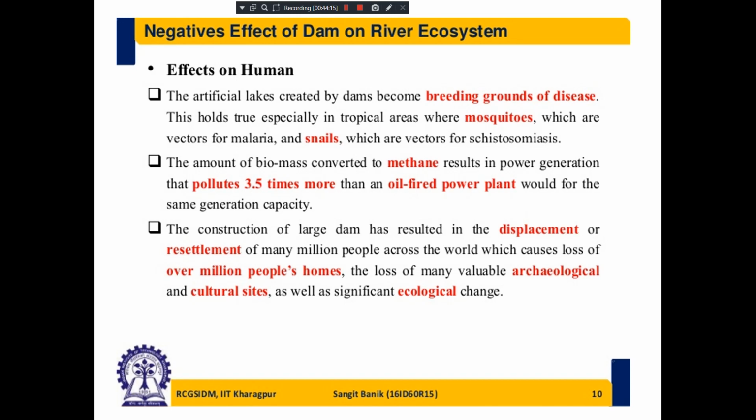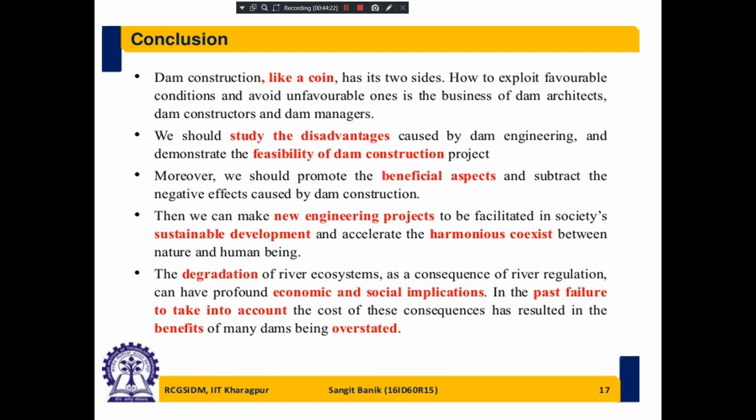Many times when we construct the dam, so many archaeological and cultural sites also get submerged. So these are the negative impacts of the dam. So ultimately, in summary, I may say that dam construction is like a coin which has two sides. One is the beneficial effect, and another one is the unfavorable. But as far as possible, while constructing the dam, we should avoid the unfavorable ones.